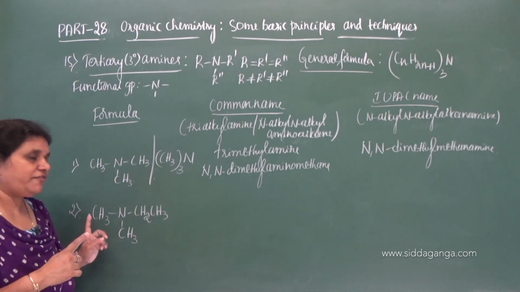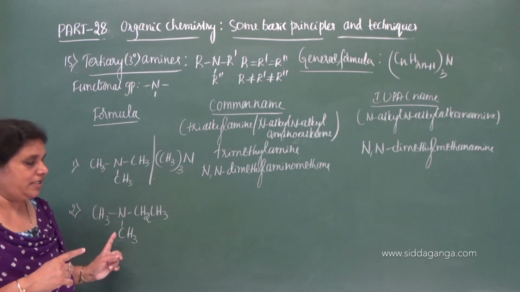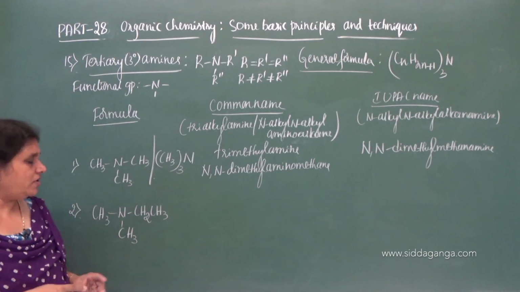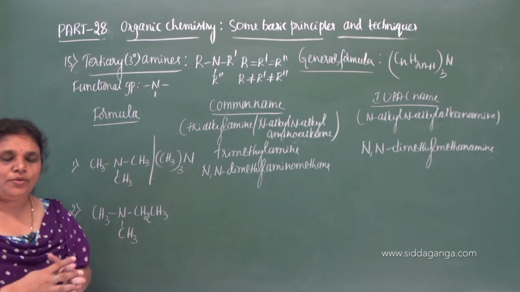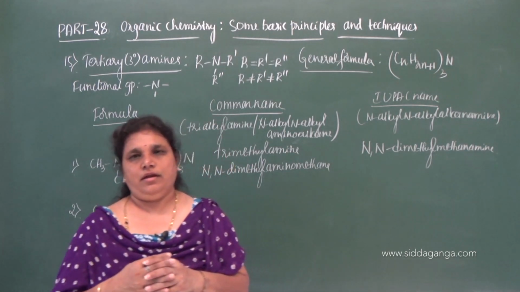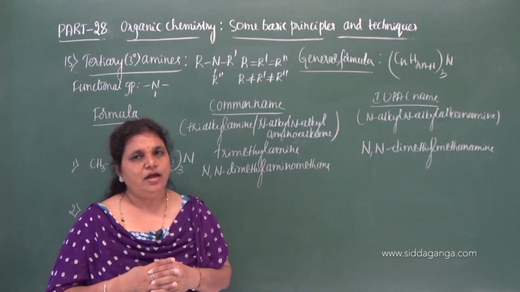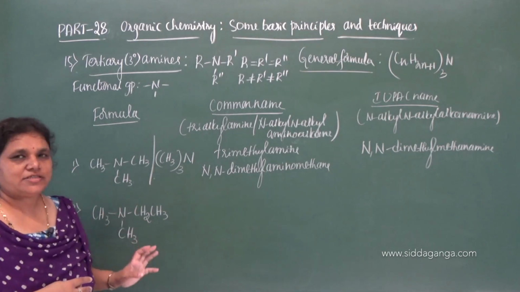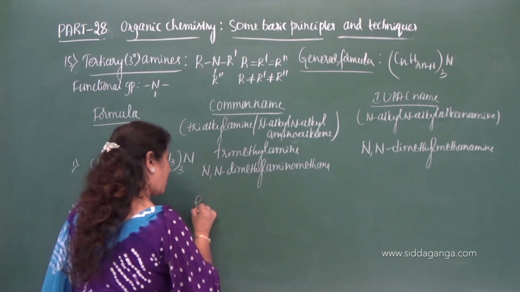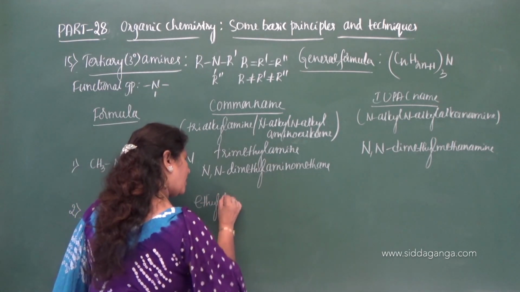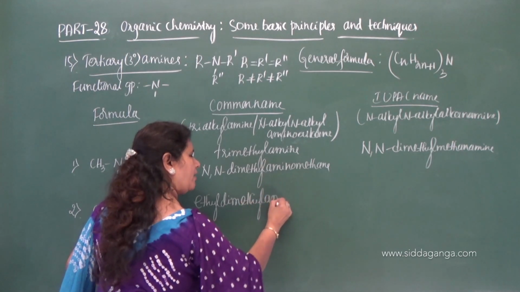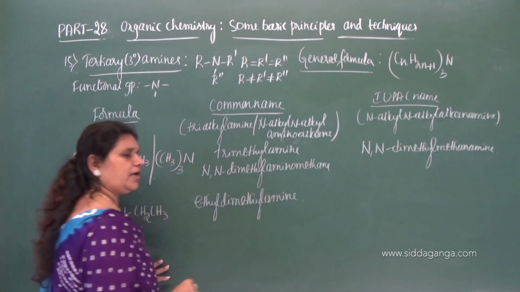What is the first letter of the name of the alkyl group? M, that is methyl. We cannot consider D of the dimethyl, because only iso and neo we need to consider as a fundamental part of the common name of the alkyl group, not the prefixes di or the secondary or the tertiary. So therefore ethyl, dimethyl, amine.